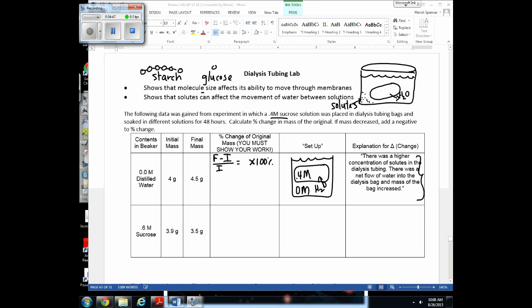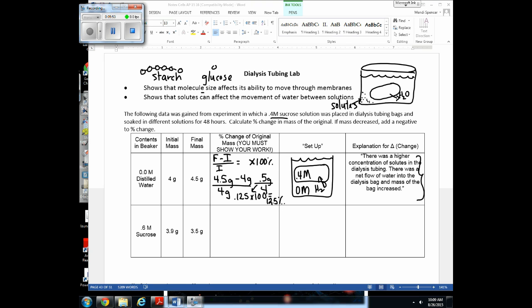So now let's calculate the percent change in mass. The final mass of the bag was 4.5. The initial was 4 grams. So you can tell that water is moving into the bag, and then we divide by initial, 4 grams. So we have a change of 0.5 divided by 4. That gives us 0.125. We have to times by 100. That gives us 12.5. So this means that we had a 12.5% increase in the mass of the bag.